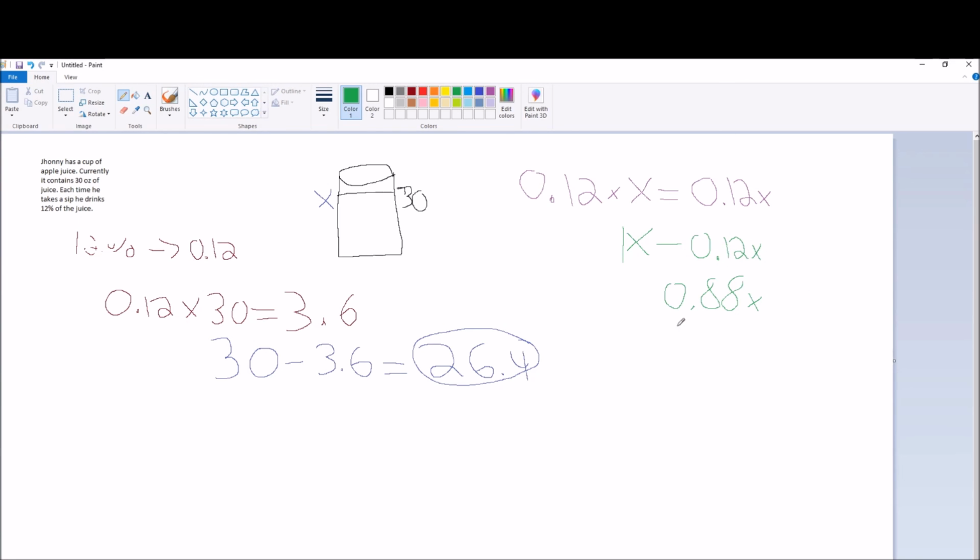So either one of these would be acceptable equations, but it's important for you to know that you have to use this one in order to get this one. So for this activity, I want you to practice getting both.